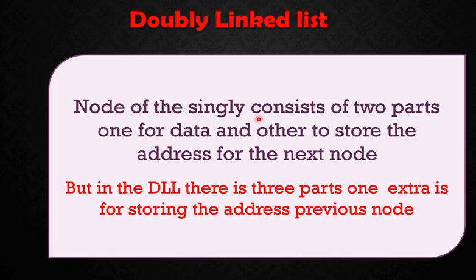But in the case of a doubly linked list, there are three parts. Two parts are the same, one to store the data, and another to store the address of the next node. The extra part is there to store the address of the previous node. That means if you consider a node, then in that node you will have a total of three divisions. The first division will store the address of the previous node, the second is to store the data, and the third is to store the address of the next node. So let's quickly see what a doubly linked list exactly looks like.